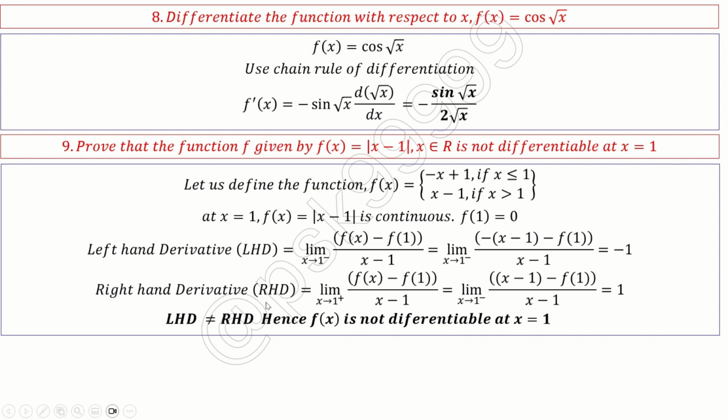Similarly, RHD is nothing but limit x tends to 1 plus of f of x minus f of 1 divided by x minus 1. If it is 1 plus, the definition of f of x is this one, x minus 1. So x minus 1 minus f of 1 divided by x minus 1, we know f of 1 is 0. So x minus 1 divided by x minus 1 is 1. So LHD is minus 1, RHD is 1. They are not equal, so it is not differentiable at x equal to 1. This is how you check the point of differentiability.